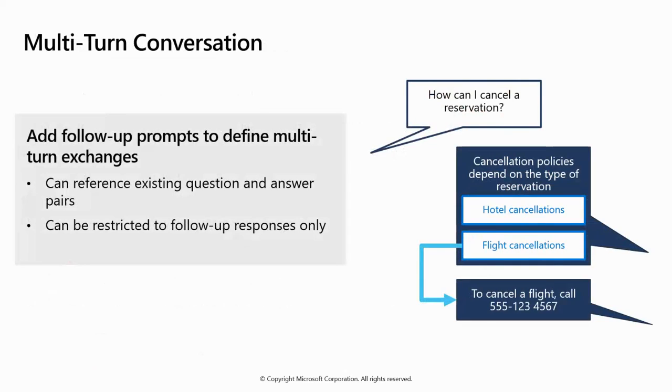Now, when you set up this follow-up prompt for a multi-turn conversation, we can link to an existing answer in the knowledge base or set up a new answer just for the follow-up question. You can also make it so the linked answer is only shown when the original question starts a conversation with more than one turn.